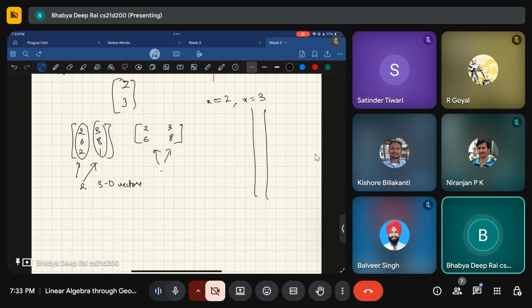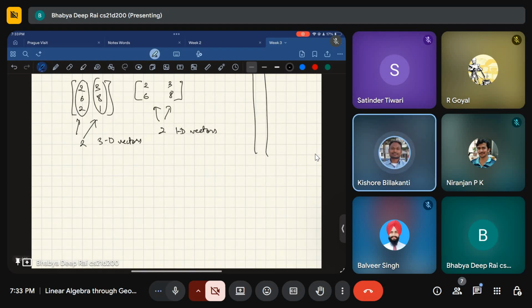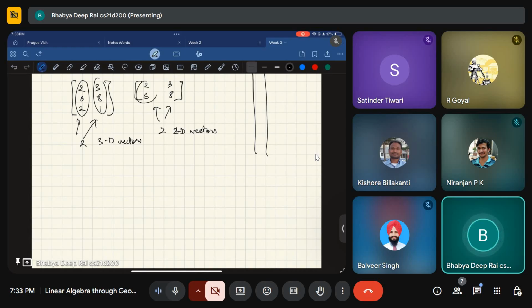Now, sorry, two two-dimensional vectors. So, what does this form? I think you'll say this forms a line. No, it's two-dimensional vectors. You'll say this forms a line, and this forms a plane. That's what you'll say. But okay. This forms a line in a 2D plot. This forms a plane in a 3D plot.